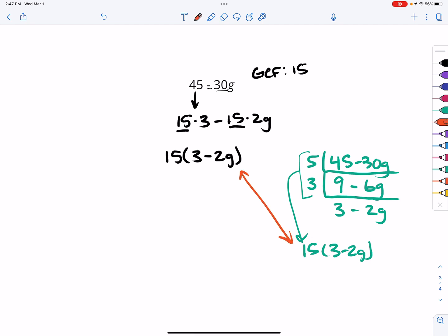And then I can check one more time, where let's redo the distribution of this to see how we did. 15 times 3 minus 15 times 2g. 15 times 3 is 45. 15 times 2 is 30. And that checks out. Good to go.